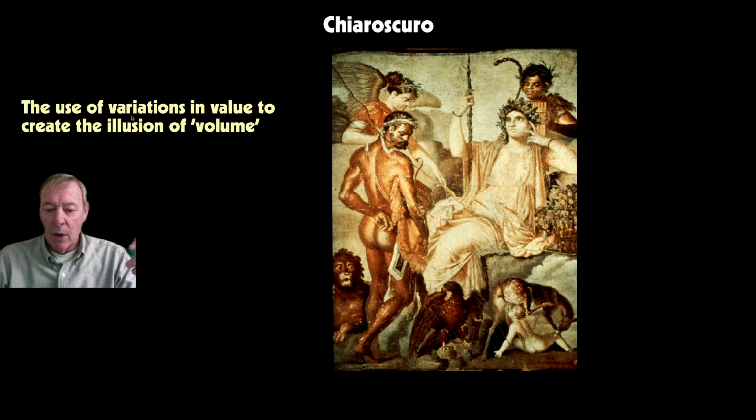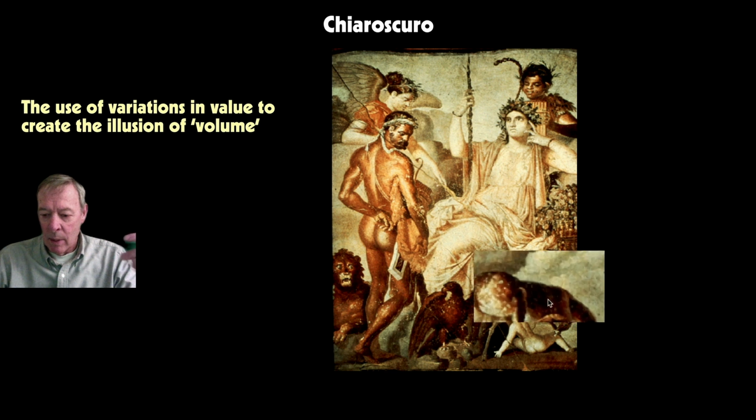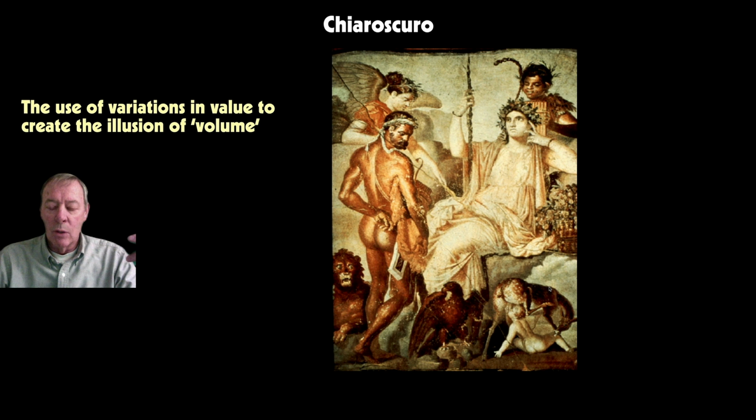Now it has to be a variation in value. It can't just be a difference in value, because we see that here, for example. This is light value and that's dark value. But there's no gradation between them, so we don't read this as being a rounded surface from here to there. Unlike here, where we have a gradation of value, which suggests the roundness.